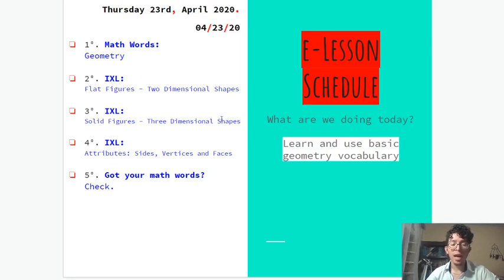And then we're going to do IXL skills related to those words. Y después de ver las palabras, vamos a hacer ejercicios de IXL que tienen que ver con esas palabras. Lastly, we're going to check those math words to see if you understood them, or if you need to keep practicing with more IXL exercises. So today we're going to talk about flat figures, solid figures, and attributes. Let's get started.